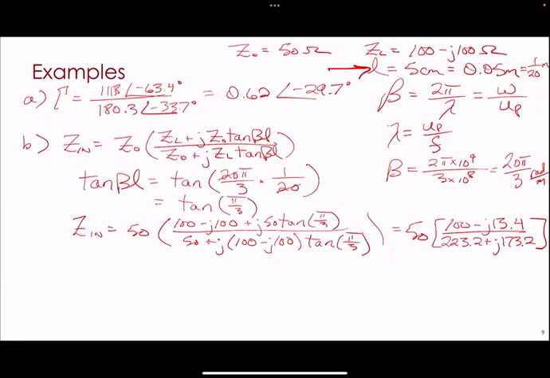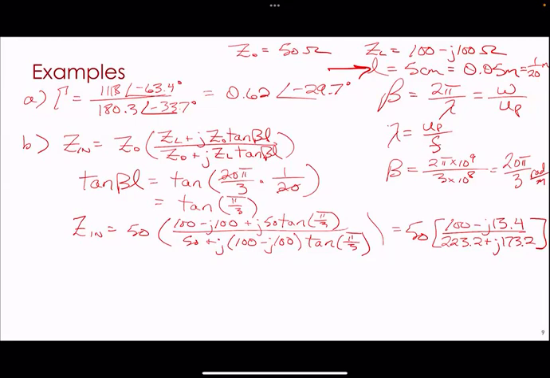Because like I said, all you would do, calculator in radian mode, you'd go tan pi over 3, you'd get that, you'd multiply it by 50. That's a j. You'd add that to a minus j100. That would be the imaginary part up top. That would be minus j13.4. Your 100, there's nothing to do with it. It just goes right there.